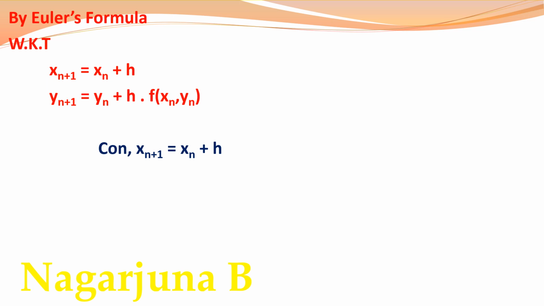Since it is a second iteration, we need to write the value of n as 1, and h we know is 0.1. Therefore we can write x1 plus 1 is equal to x1 plus 0.1. Now substitute the value of x1, and 1 plus 1 is 2, that is x2 is equal to 0.1 plus 0.1, since the x1 value is 0.1. Therefore upon simplification x2 is equal to 0.2.